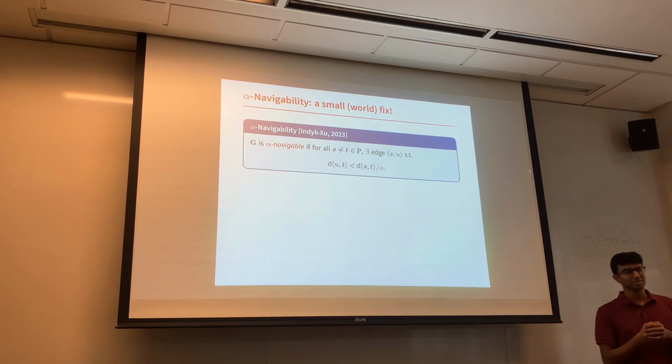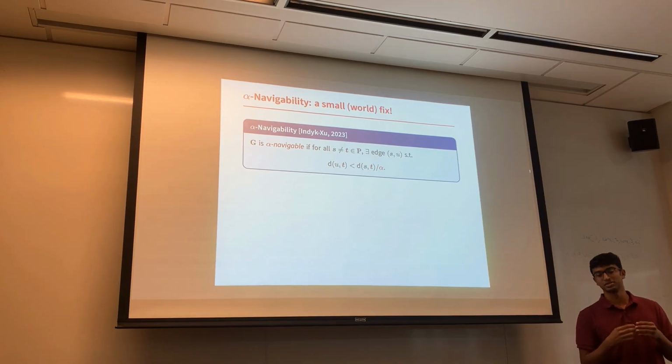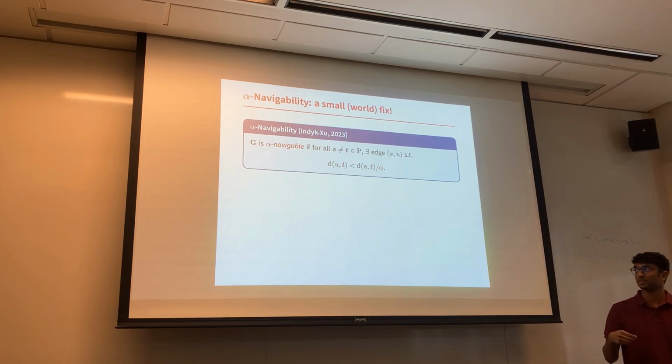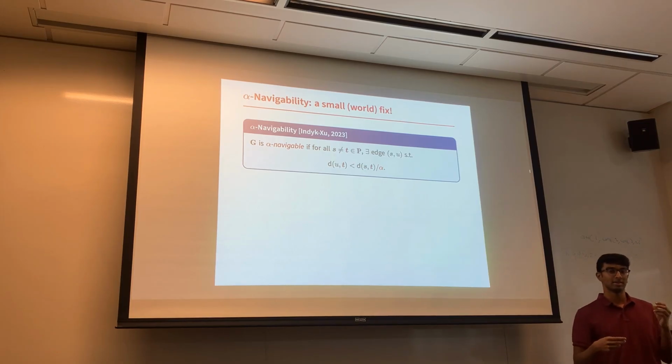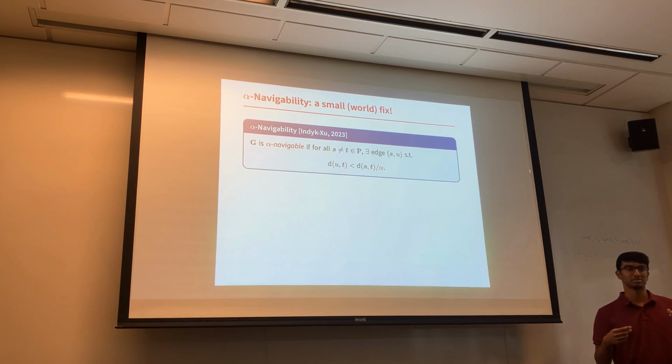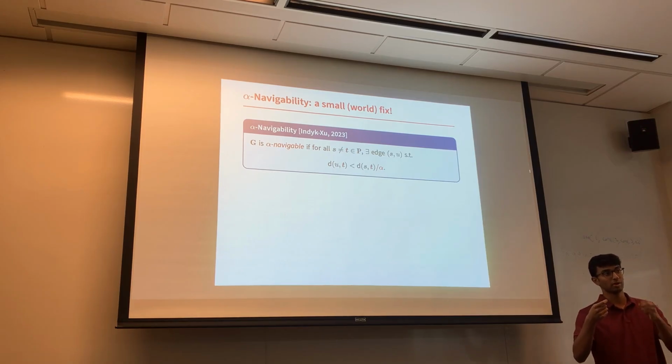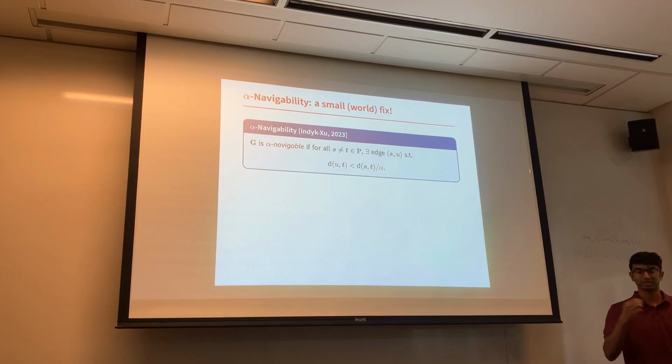Now, I like to think of alpha navigability as a small world property. And the reason I like to think about it as a small world property is if you imagine running a greedy search on an alpha navigable graph, at every step of the search, your distance to the target will drop by a factor alpha, at least. And so the length of your greedy search will be a logarithmic number of steps.